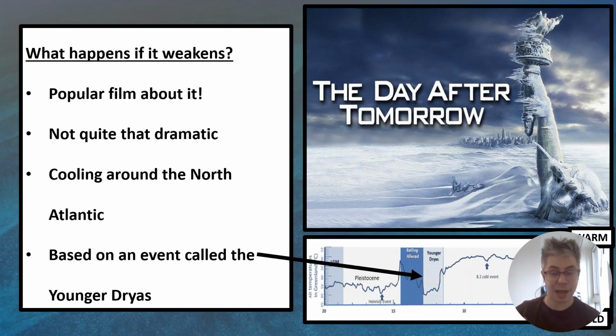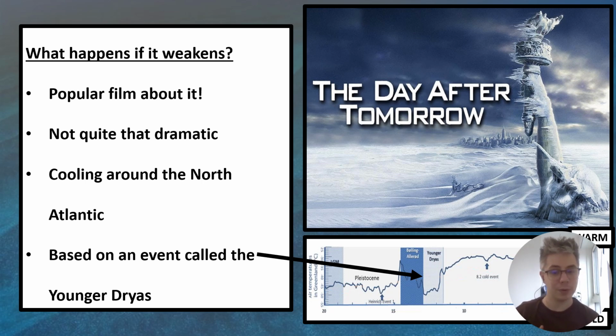So what happens if it does weaken? Well, there is a very popular film about it, which you may or may not have watched. However, it's not quite as dramatic as what happens in that film. But broadly speaking, this is based on a cooling event which occurred around 12 to 13,000 years ago, which we call the Younger Dryas. And this is related to an increase in fresh water which has been deposited in the North Atlantic through melting ice sheets, which has disrupted that density-driven ocean circulation.